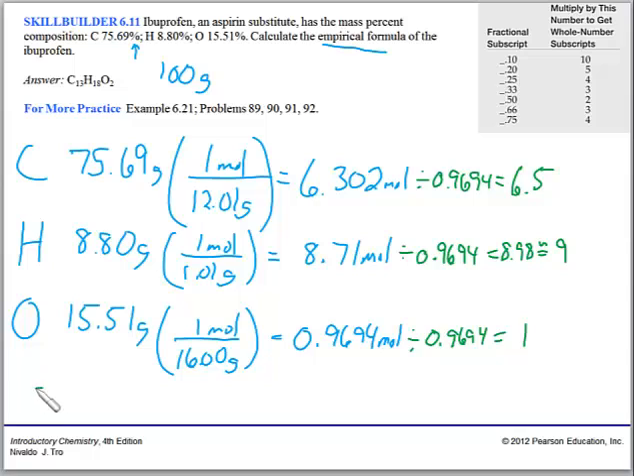This would not be allowed. Even though, in some ways, it's a true statement. It does represent a ratio, sure, but it's not a whole number ratio. I need to get rid of that decimal there.